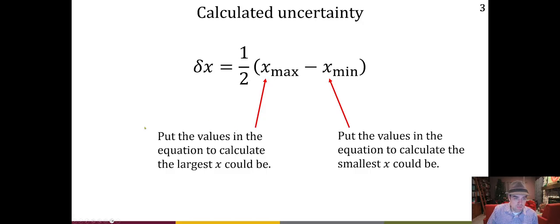So we want to put values into our equation to calculate the largest that x could be, and we plug it in there. And we put values in our equation to calculate the smallest that x could be, and we put it in there. And then we plug it into this equation in order to calculate what the uncertainty in x is going to be.